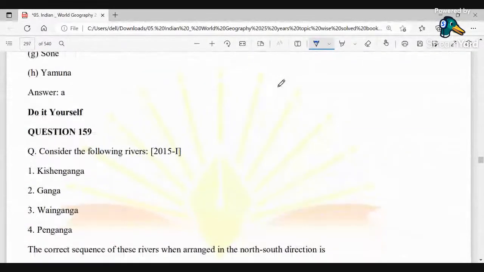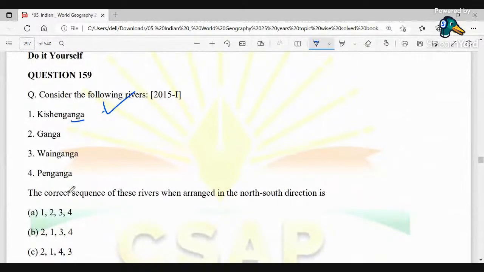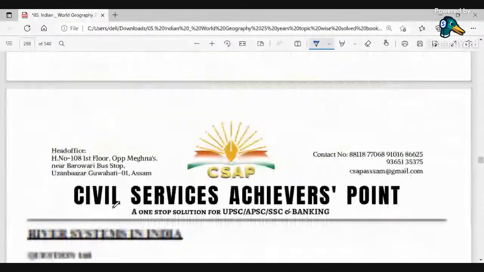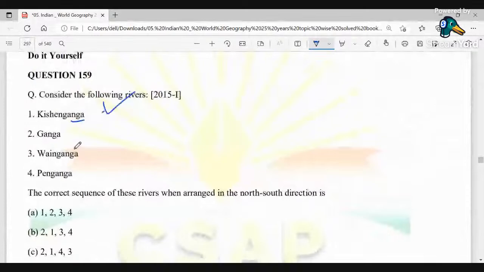Okay. Next, consider the following rivers: Kishan Ganga, Ganga, Wain Ganga, and Pen Ganga. So, the correct sequence of these rivers when arranged from north to south directions. And here, the correct option is D. Okay. So, it's 1, 2, 4, 3.